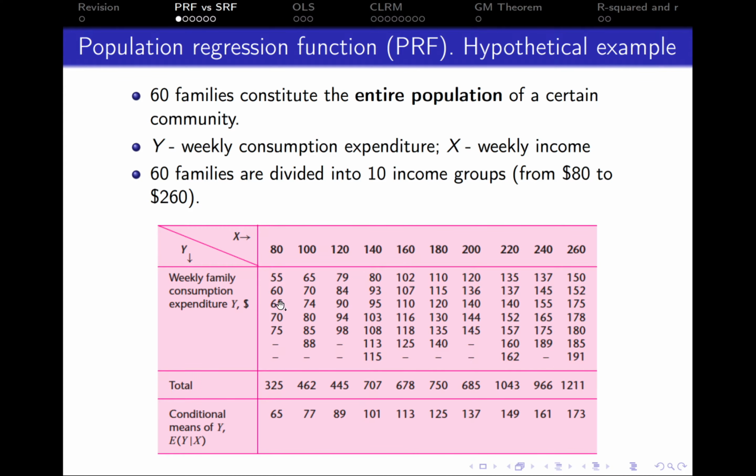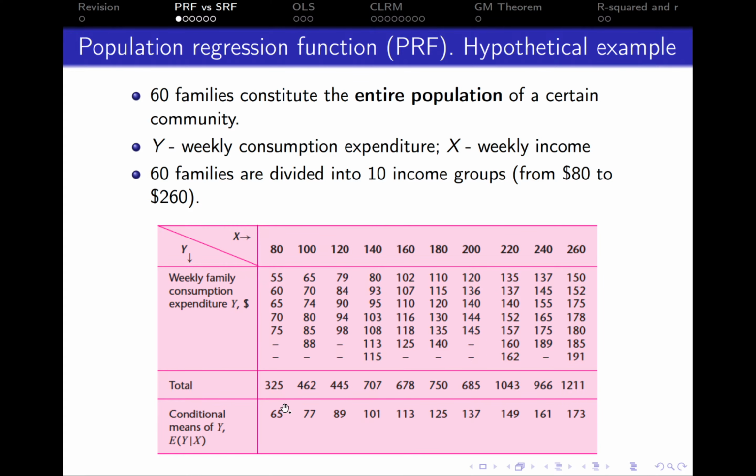So for each group, the total has been calculated. So the sum of individual consumption expenditures. So for the first group, this is 325. And after that, the average for each group has been calculated. So in case of the first group, 325 has been divided by 5 because there are 5 consumption expenditures. In case of the second group, 462 has been divided by 6 because there are 6 consumption expenditures, and so on and so forth. So in such a way, we've got these numbers, which are the conditional means of Y.